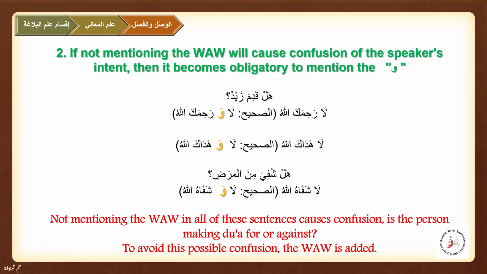Here you see not mentioning the wow in all these sentences is causing confusion. Is the person making dua for the mukhatib, or against the mukhatib? To avoid this possible confusion, we need to put the wow, and that is why this wow is added in all these examples as you can see here. So if not mentioning the wow will cause confusion of the speaker's intent, then it becomes obligatory to mention the wow. This is the second condition when it is necessary to put the wow.